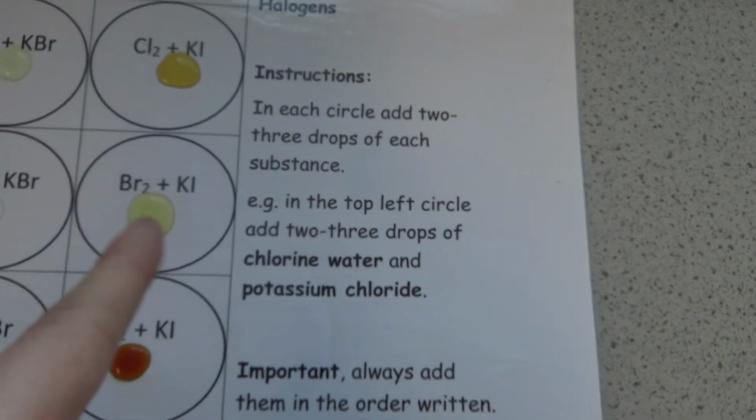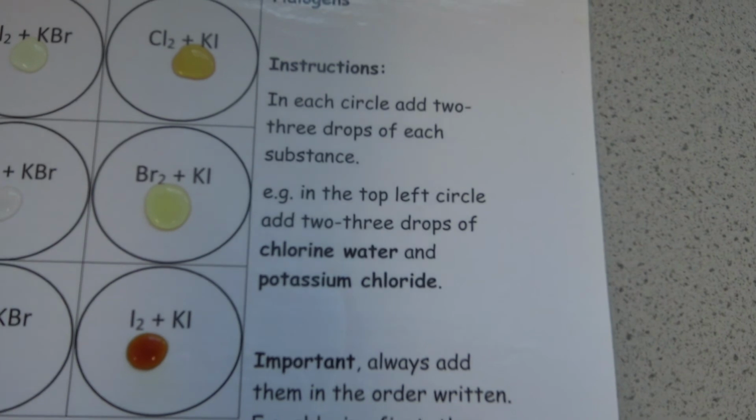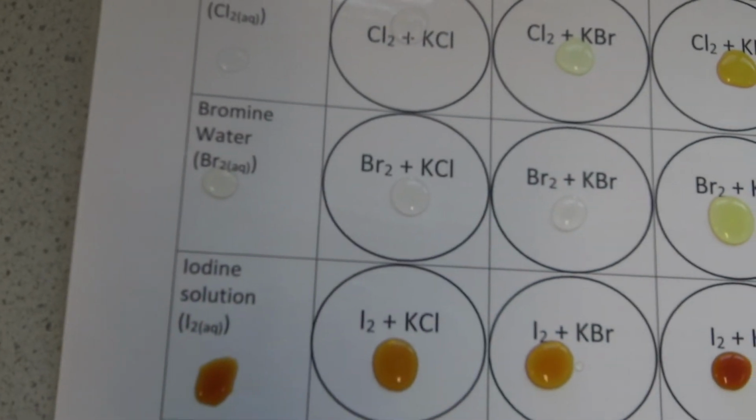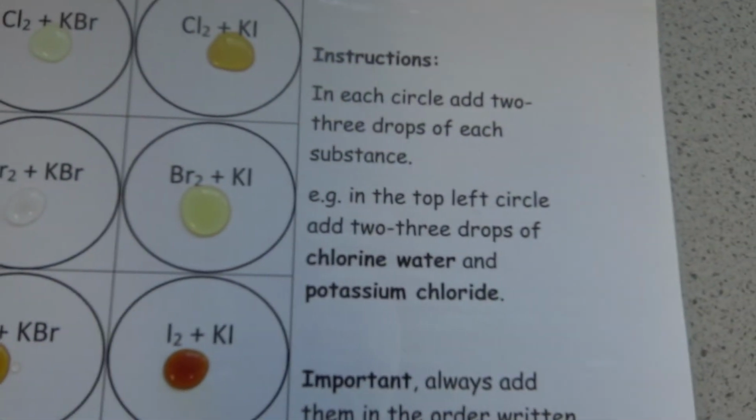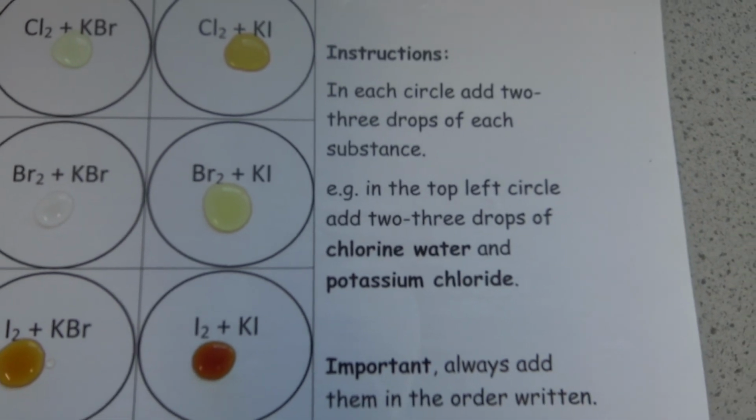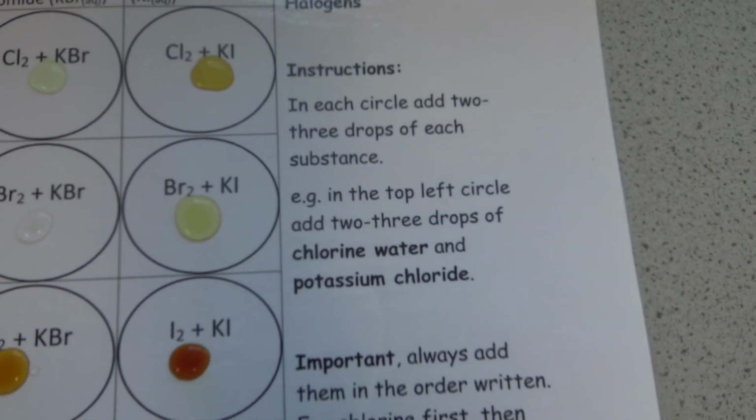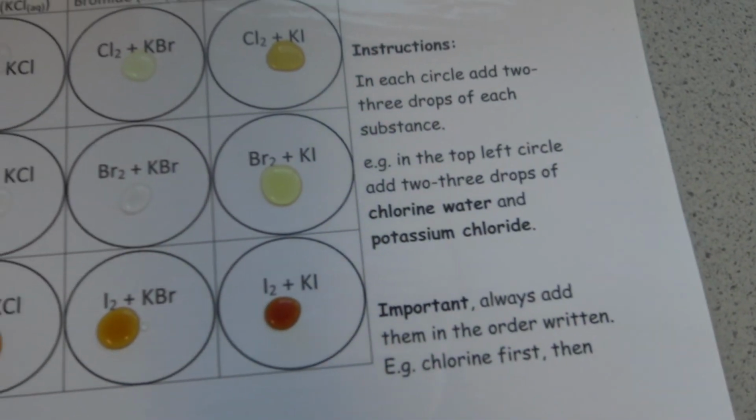Let's have a look at the last one though, bromine and potassium iodide. We can clearly see that it's changed colour. There's been a colour change occurring here. That means bromine is more reactive than iodine and has displaced it. It stole the potassium away.